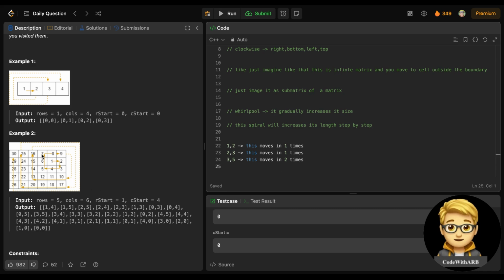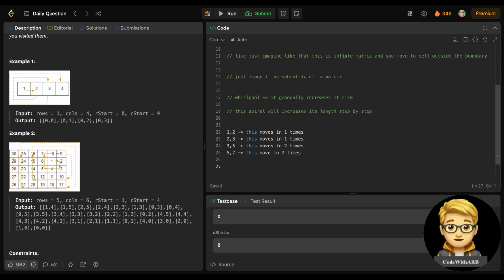Same for 5 to 7. Because 5 to 6 is already visited, after 1 is already wasted, it cannot move in the right direction. So 5 to 6 in one time, but we can't move in that direction, so we need to move further top, right? So 5 to 7 in two times, right?